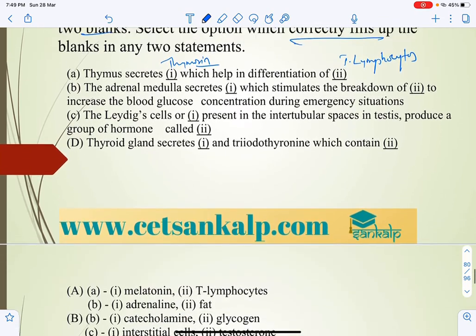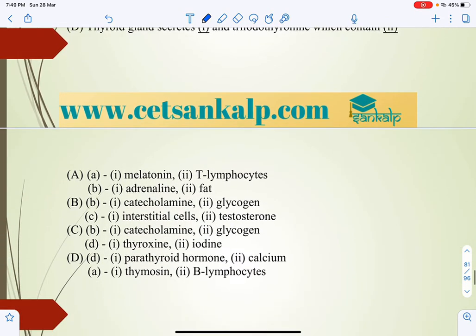Let us take in which option we have A. Here melatonin is there, T lymphocytes. Melatonin is the wrong answer. In means A, B, C, and then B, D, thymosin and B lymphocytes. Here we can consider this option.